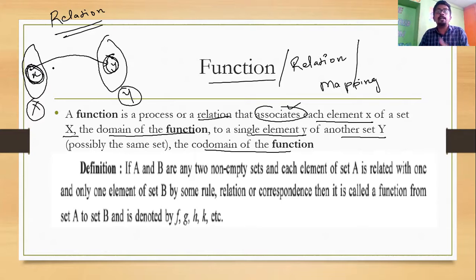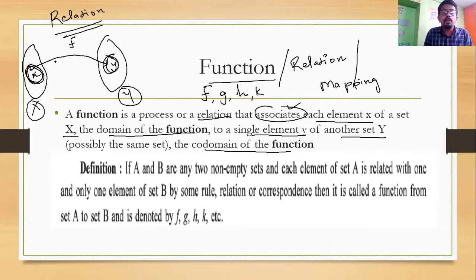So when we are relating one set with another set, then it is called a function. And how is the function denoted? It is denoted by small f, we can denote it by small g, small h, small k. These are the different denotations for denoting the function. So let me take f here.